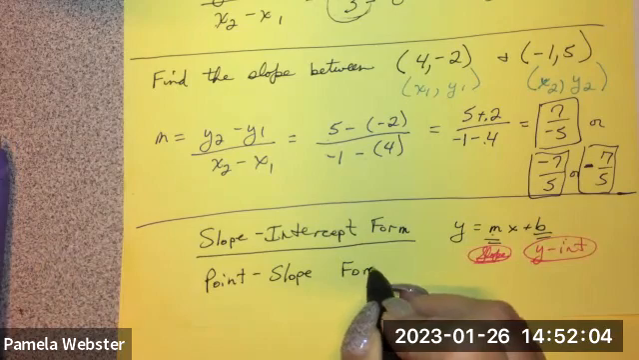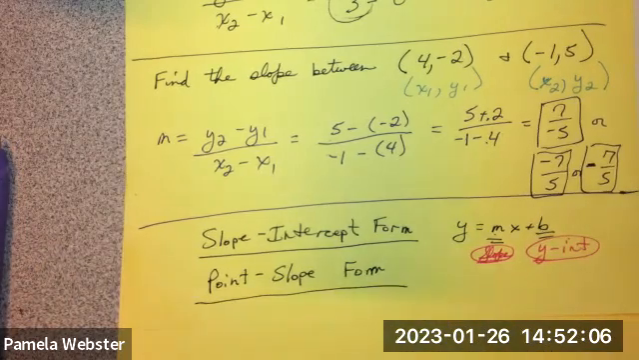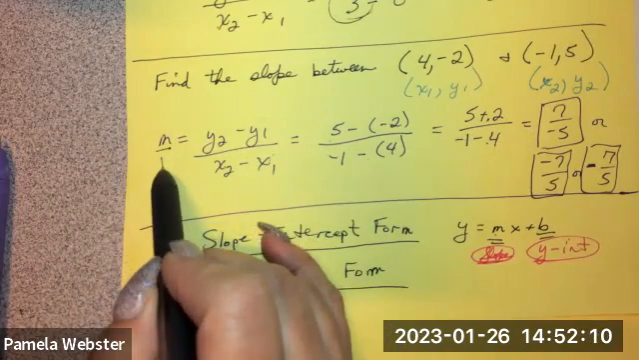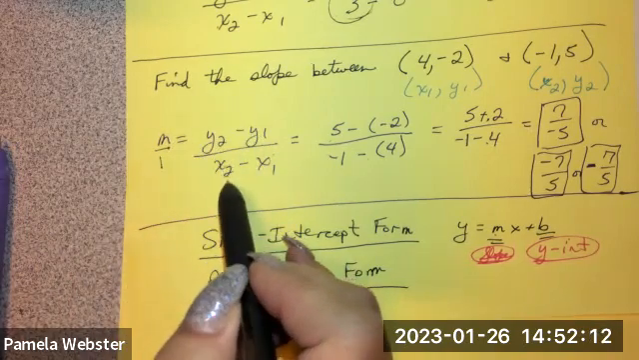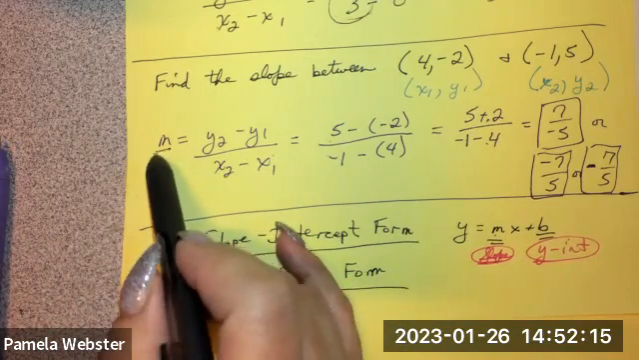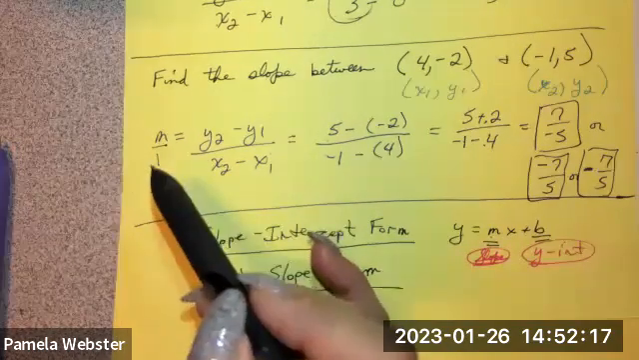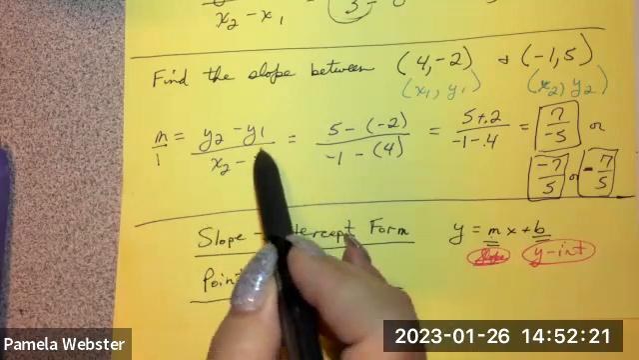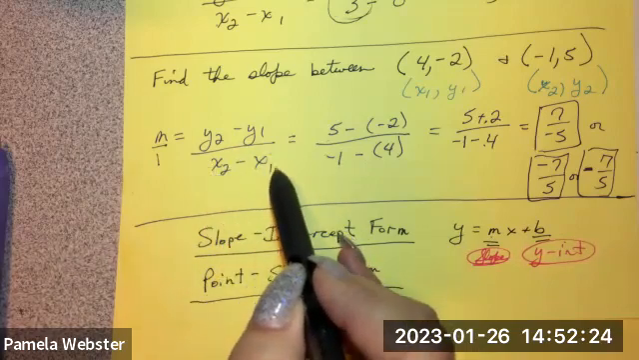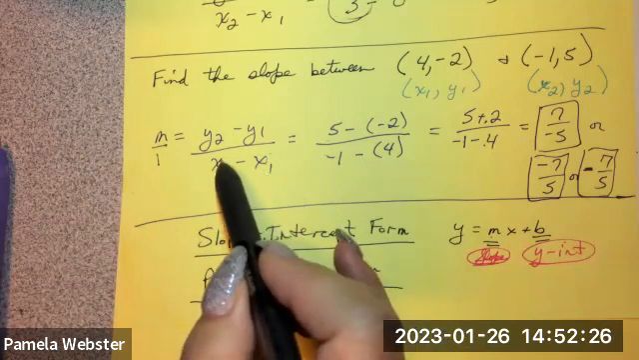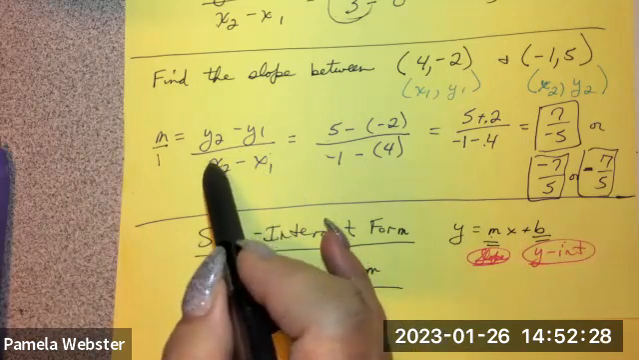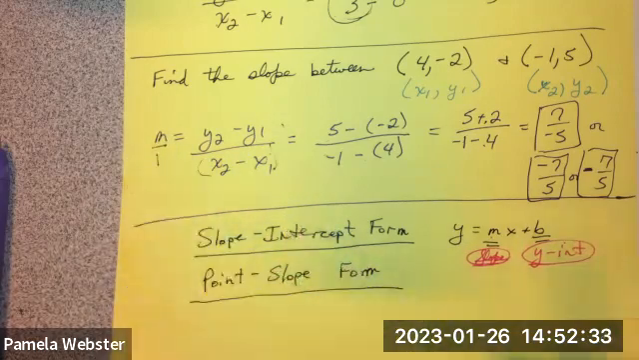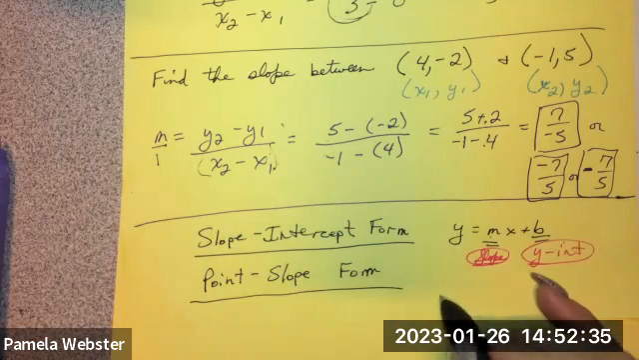Interestingly enough, to get to the point slope form, you start with m equals y2 minus y1 over x2 minus x1. I'm writing this m over 1 because we can write anything over 1. I want to move the x2 minus x1 out of the denominator, so I multiply by x2 minus x1 on both sides of the equation. And what you'll end up with looks like this.